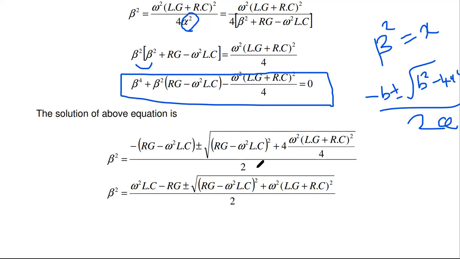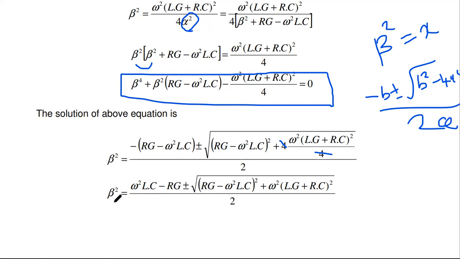A is 1. Okay. So in this, the 4 and 4 get cancelled. So beta squared is equal to, then you multiply this minus to each term, minus Rg plus omega squared Lc. So we may write omega squared Lc minus Rg plus or minus square root of this one. This is the beta squared value.